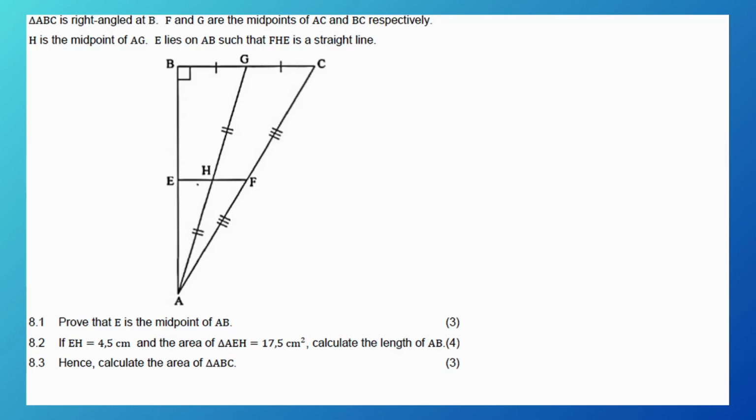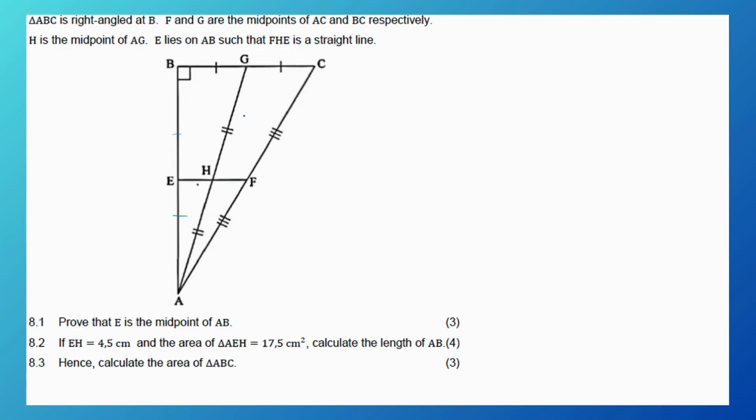They're telling us this is a right angle triangle, right? At B, meaning B is where the 90 degrees is. Then they're telling you F, G, and H are all midpoints on the lines that they are lying on. And then E lies on AB such that this is a straight line. Then the first question is asking to prove that E is a midpoint. So here we want to prove that those are equal. But you can't do that straight from here.